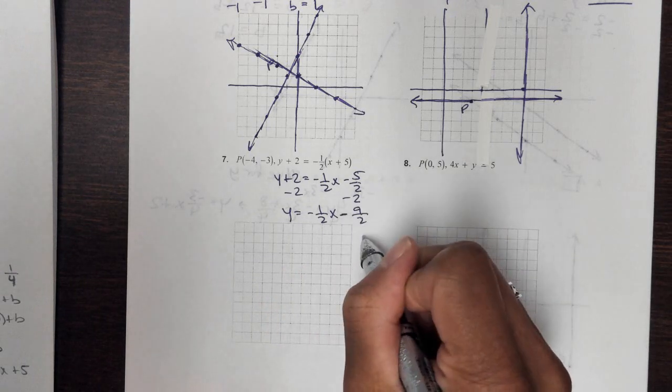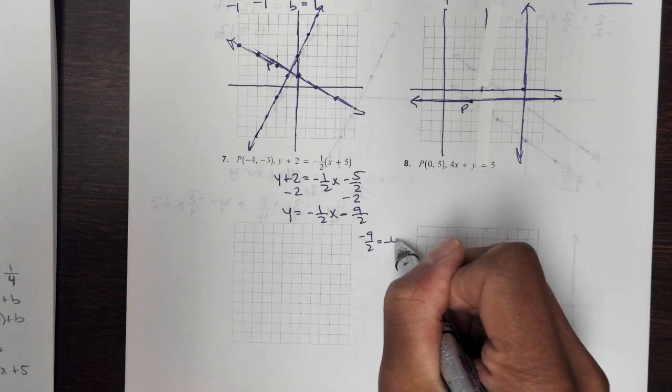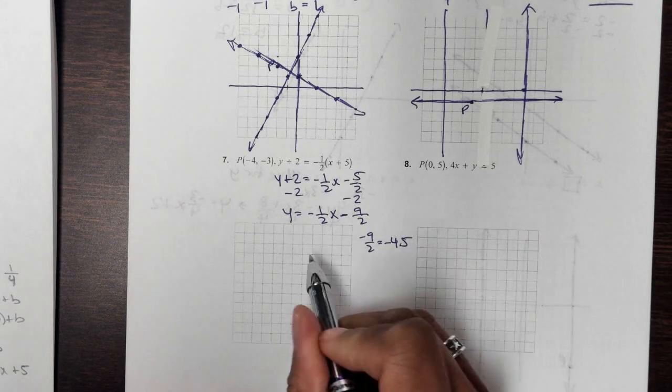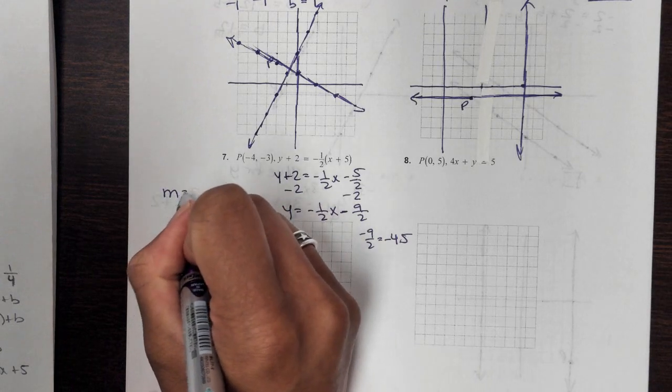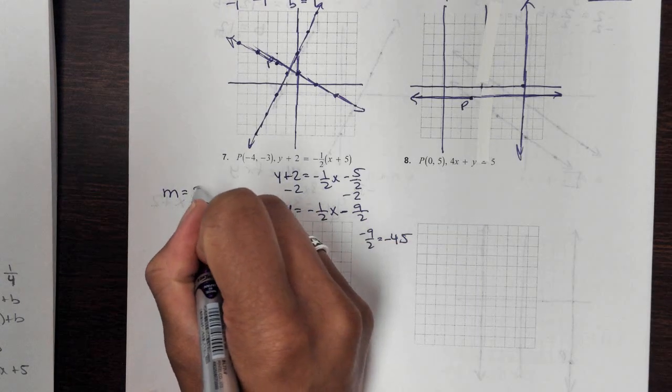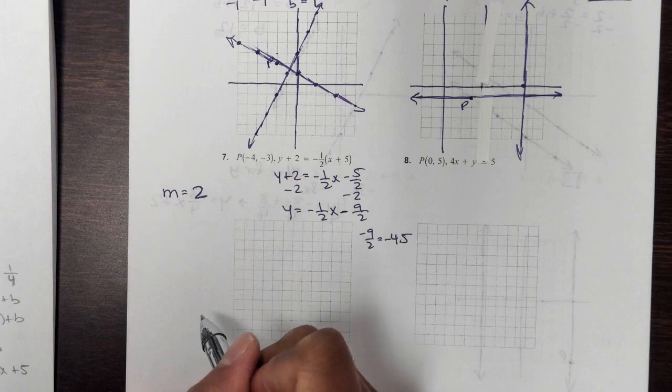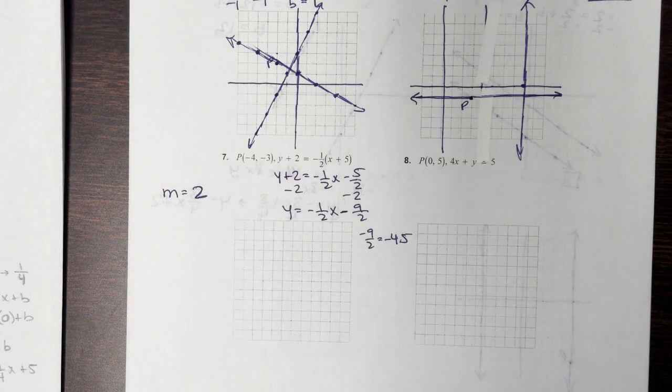And negative 9 over 2 is the same as negative 4.5 if you type it in your calculator and want to graph it. If we're finding the new slope for my perpendicular line, it is a positive 2. Okay, so let's see if you can graph that one.